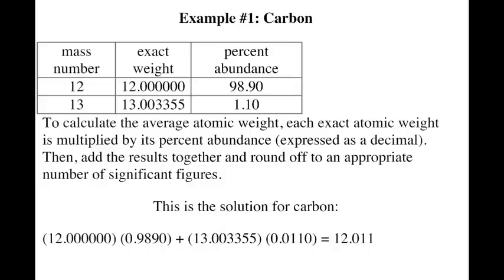First of all, you should know that carbon has two isotopes, carbon 12 and carbon 13. The exact weight of carbon 12 is 12 grams and the percent abundance is 98.9%. Carbon 13 has 13.003 grams with a percent abundance of 1.1. So to calculate the average atomic mass, you should multiply the exact weight with the percent abundance of both, then add them together, which will give you 12.01. And so this is it. Just multiply the exact weight with the percent abundance, and the sum of both of them is the average atomic mass.